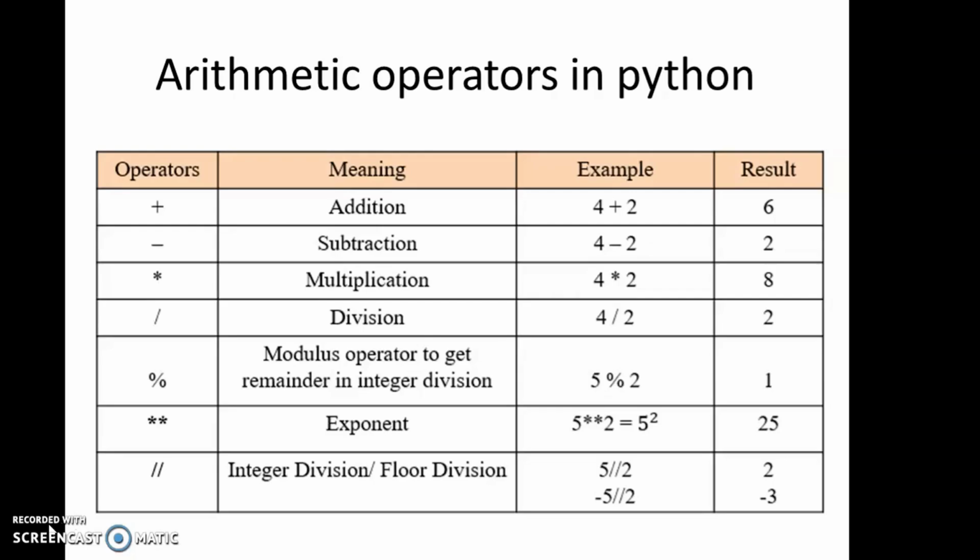The final operator is double slash. As we already discussed, it is floor division. That is, it rounds down the resultant value. Suppose 5 double slash 2, you will get 2 point something, but it will round down the value. Like that, minus 5 by 2, again it rounds down the value to minus 3.